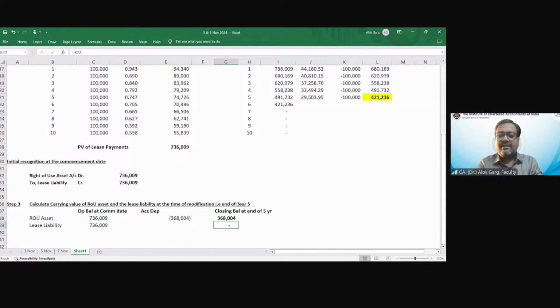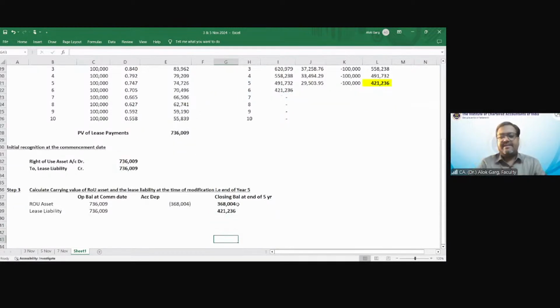What is my lease liability? What is my closing lease liability at the end of 5 years? 421,236. Can you see, my ROU asset and lease liability were the same on the commencement date, but at the end of 5 years, my ROU asset is less than my lease liability. Why? When it was the same on the first day, why are the values different now? Why is it different?